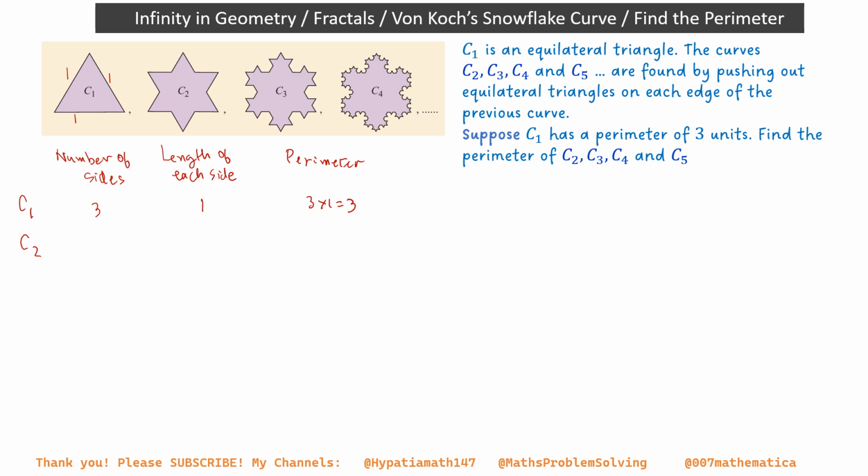And C2. Here, as I was saying, is the same line. So this is 1 divided into 3 parts, so 1 out of 3. However, there are 4 little sides of length 1 out of 3. So the side length is 1 out of 3. The number of sides: 2, 4, 6, 8, 10, 12.